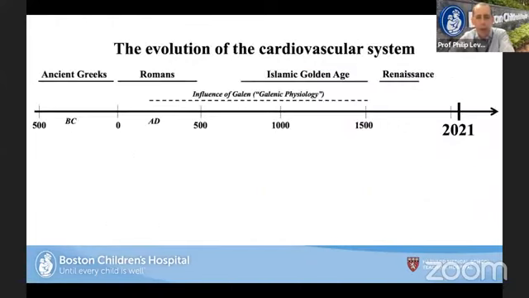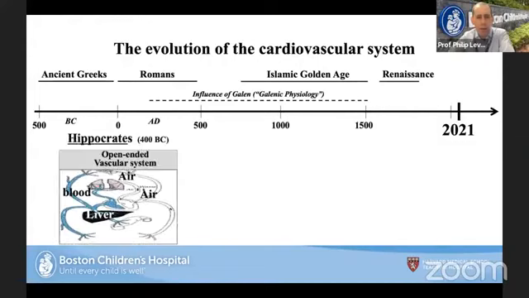So we'll start off with embryology, and I love the history, and it's important for everyone to understand this. The cardiovascular system actually was first described by Hippocrates back in 400 BC. He hypothesized that it was an open-air system. Blood came from the liver, it went to the heart, and the heart magically turned the blood into air, and air went to nourish the entire body.